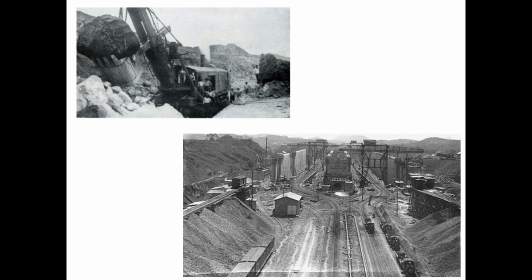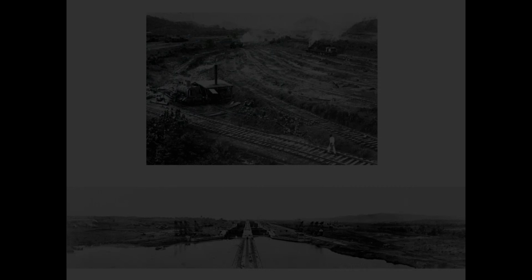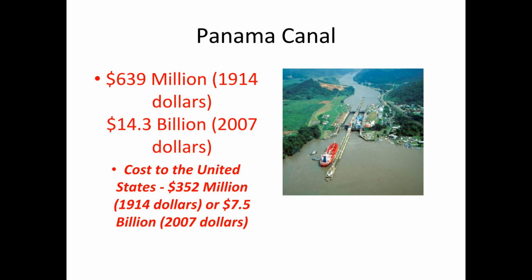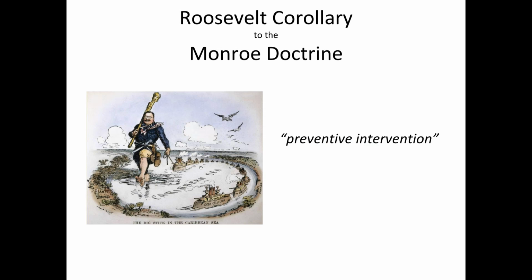They literally rerouted rivers and then filled up the canal after they built the locks. And you can see here the expanse of this as just an industrial project. The canal itself in 1914 cost $639 million, which would have been equivalent in 2007 to $14.3 billion. So it was pretty huge. It's still in use today, although now the Panamanians actually control it.